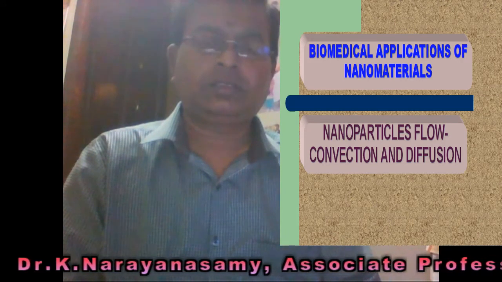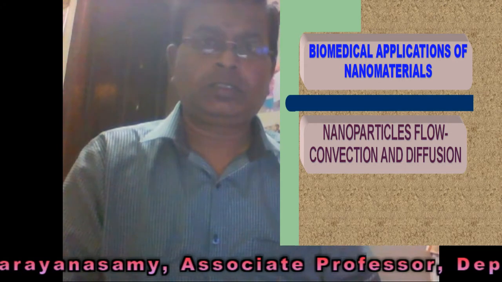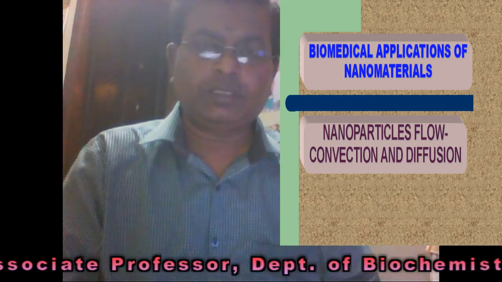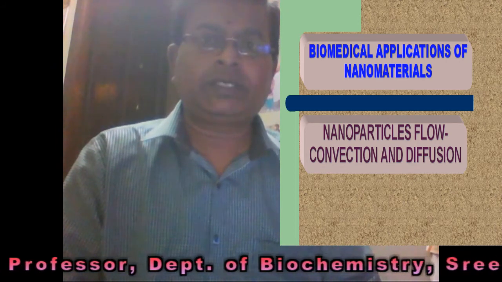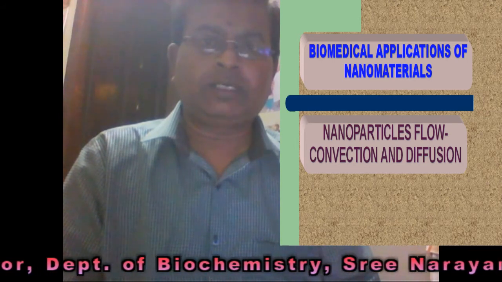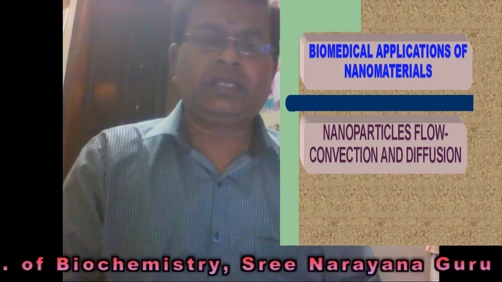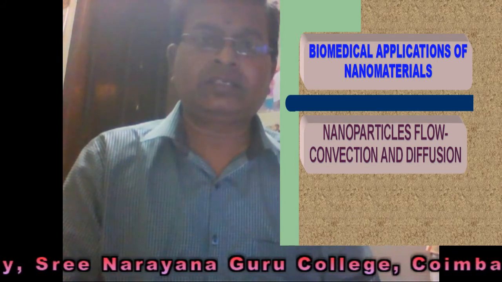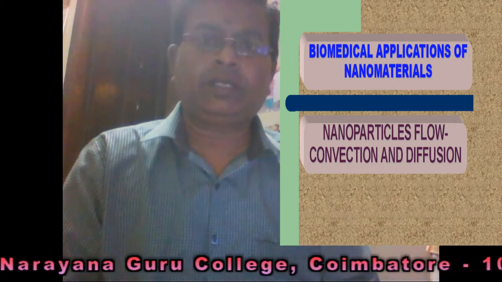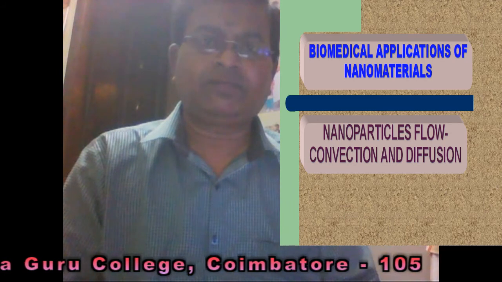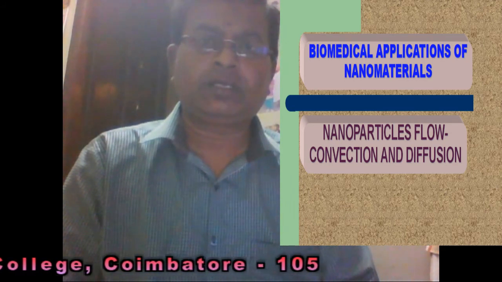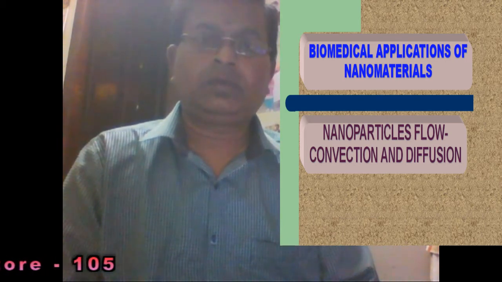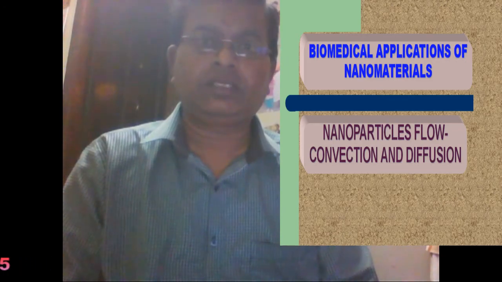In this session, I am going to talk about one of the areas of nanoparticle flow, that is convection and diffusion. When the nanoparticles are flowing through blood capillaries, based on their size, if the particles have different sizes, bigger molecules try to move at the center of the flow, and smaller suspended particles will go to the sides of the walls. So because of that, convection and sometimes diffusion happens. That is what we are going to see in this session.